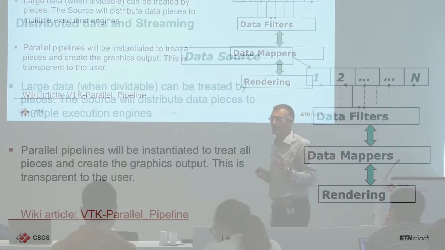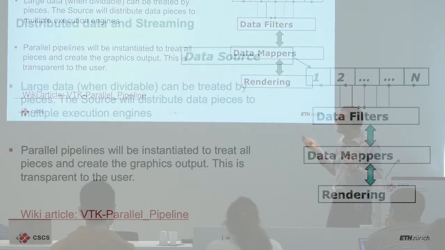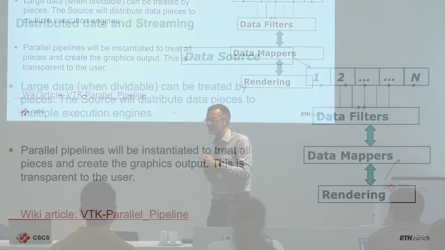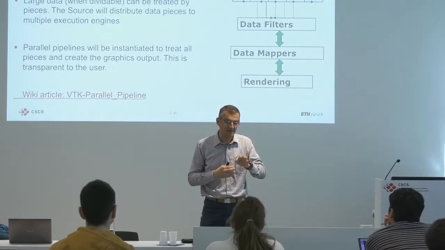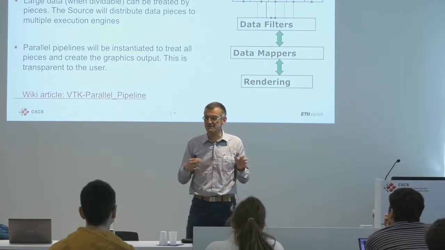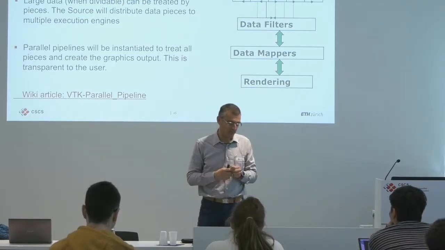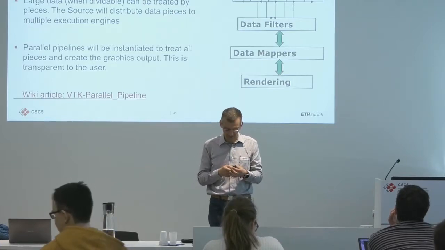Now, how will all of this execute in parallel? If you have very large data, and I'm going to insist on this, when dividable, because not all file formats allow a simple partitioning of your data. You know the word legacy, right? There are legacy file formats, very old file formats, where to access vertex number 1 million, you have to actually read the first 999,000 vertices before getting to the 1 millionth vertex. Those file formats where you don't have quick random access to different parts of your data are very difficult to divide.